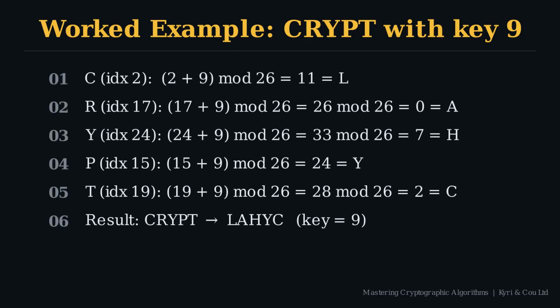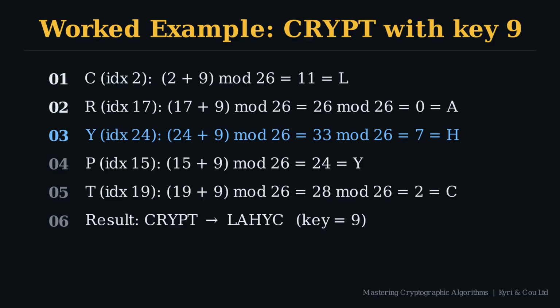Let us trace through encrypting the word crypt with key 9, applying the formula to each letter. Watch how some letters shift normally and others wrap around the end of the alphabet. C is at index 2. 2 plus 9 is 11. 11 modulo 26 is just 11. Index 11 is L. R is index 17. 17 plus 9 is 26, exactly the length of the alphabet, so there is no letter at that index. 26 modulo 26 is 0, and index 0 is A. The modulus has wrapped us right back round to the start.